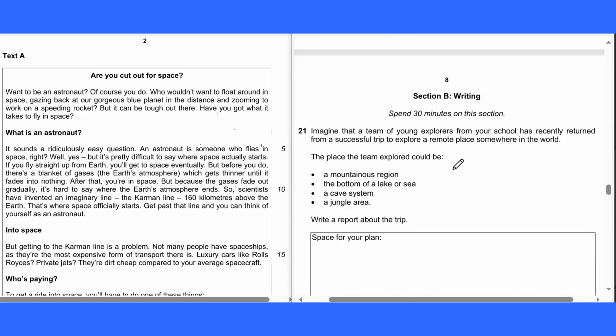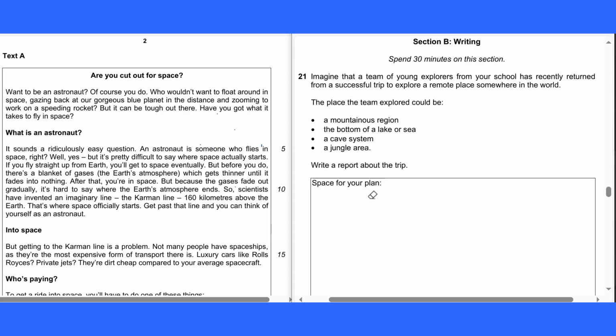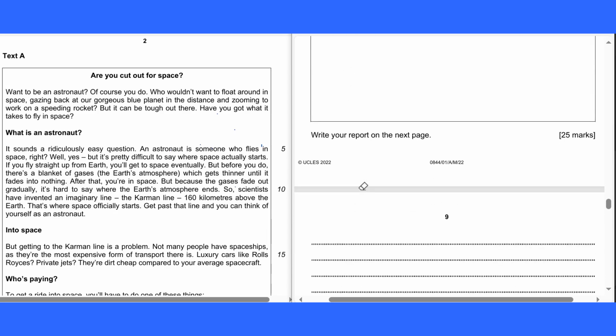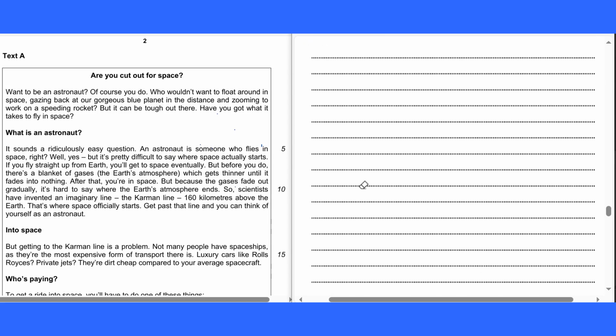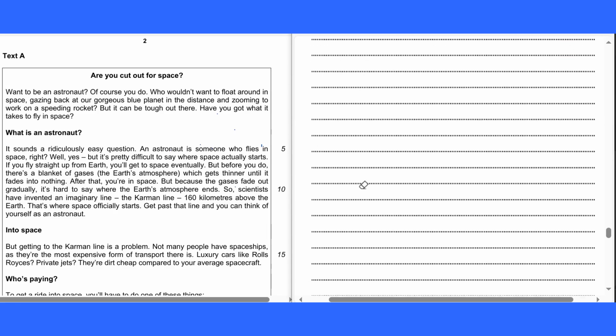That is the last question for reading, and we have section B, which is writing. For question 21, you have to write something. So imagine a team of young explorers from your school has recently returned from a successful trip to explore a remote place somewhere in the world. The place the team explored could be a mountainous region, the bottom of a lake or sea, a cave system, a jungle area. Write a report about your trip. This is space for your plan, and this is the space for writing your result.